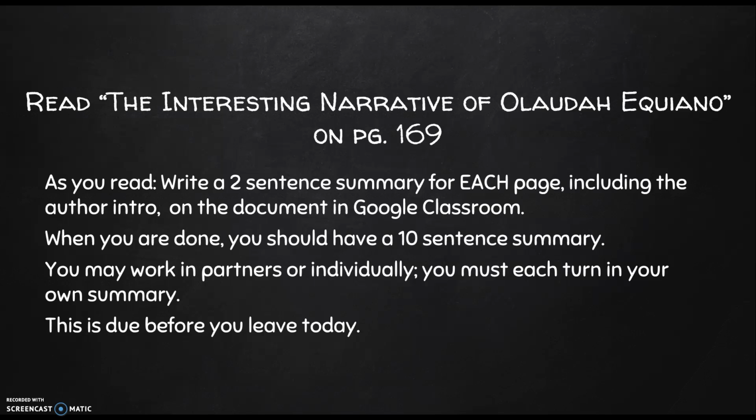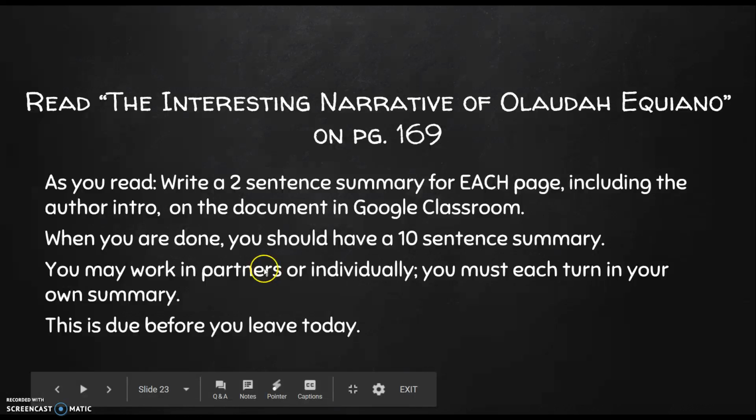So you're going to start reading here on page 169, and you're going to read the Interesting Narrative of the Life of Olaudah Equiano, which ends on page 175. As you are reading, you are going to write a 2-sentence summary for each page, including the author intro, on the document in Google Classroom, which I will show you in a bit. So when you are done with this assignment, you should have a 10-sentence summary. You may work in partners or you may work individually, but you must each turn in your own summary. So everyone is turning in their own paper. This is due before you leave today.